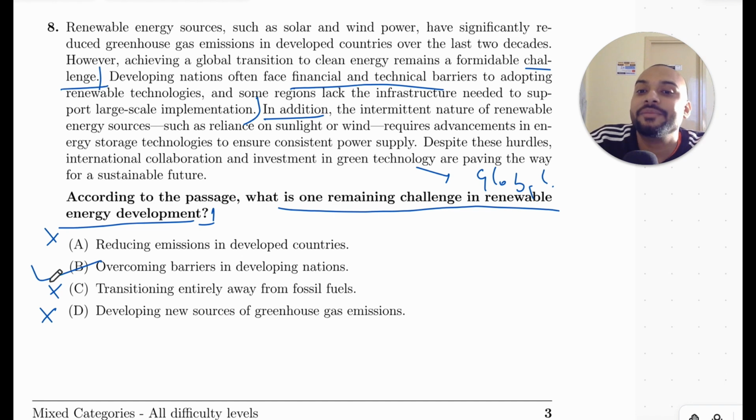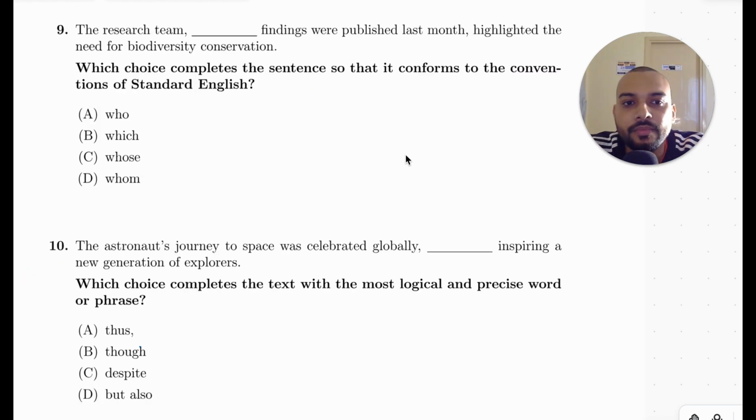So option B, overcoming barriers in developing nations, is the actual correct answer, and it looks to be the absolutely right answer as well. Either this would have been the answer, or the dependence on sunlight and wind. That could have been represented as a challenge again. Yep. Okay. So option B is the correct one. Let's look at the next question.